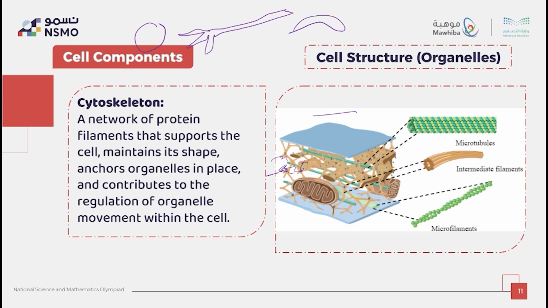Look at the picture, guys. You see the microtubules here. It has two other types: intermediate filaments, because they come in the middle, and microfilaments. These structures act as internal support and help anchor the organelles in place.